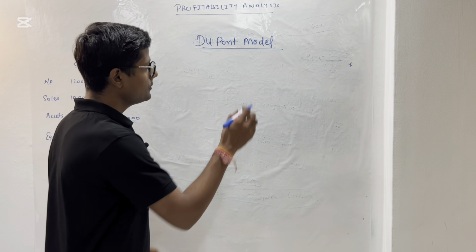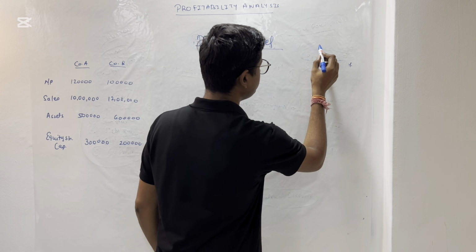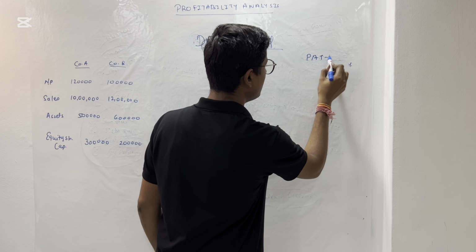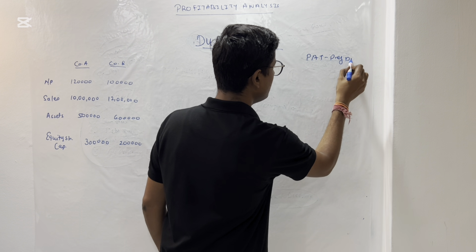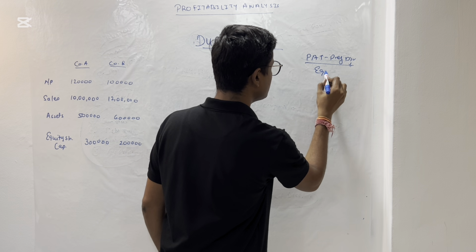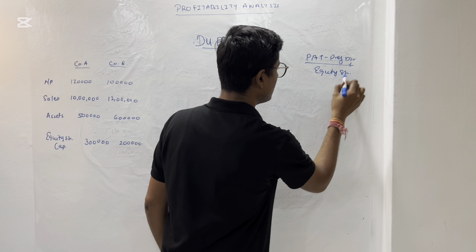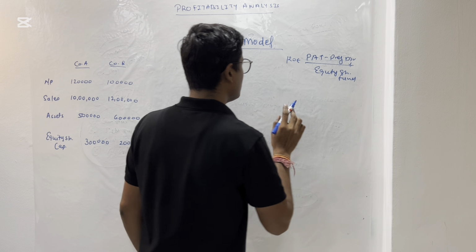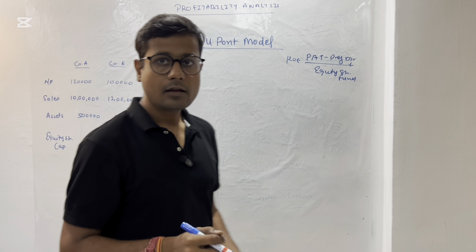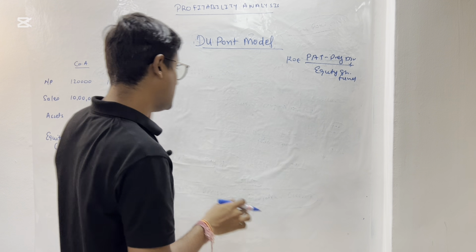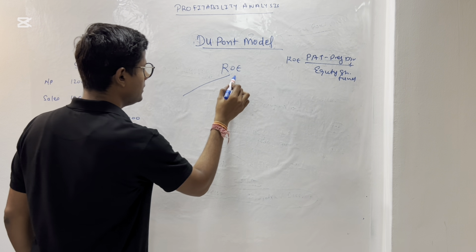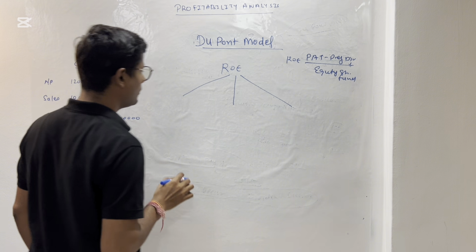In the last video, you saw the formula for ROE: PAT minus preference dividend divided by equity shareholders' fund. That was the formula for ROE. So what exactly does the DuPont model do? It dissects that formula. ROE is dissected into three different formulas.